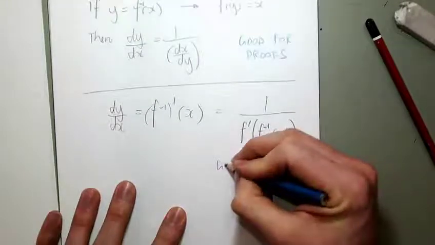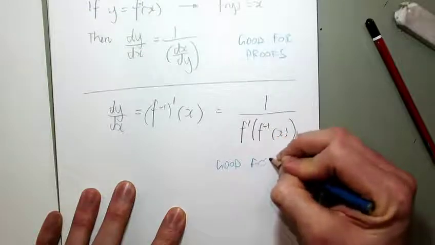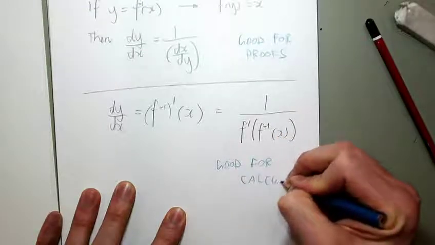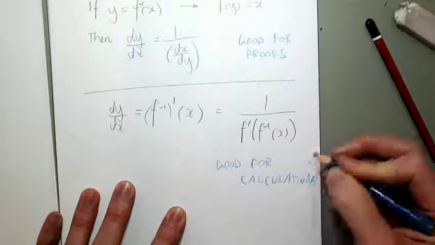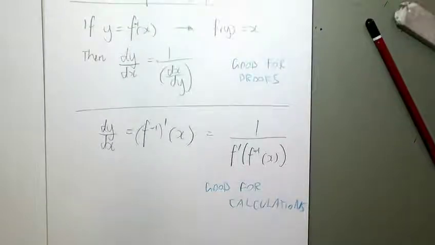And this one's good for calculations. And it's good to know which one's useful for which. Whenever you have more than one representation of anything, usually one representation is better in one situation and another representation is better in another.